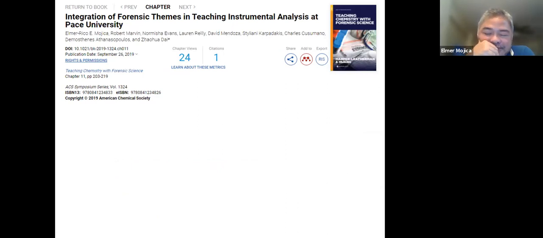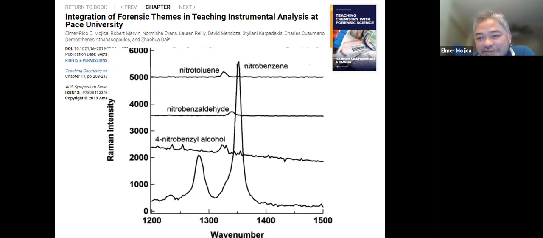One thing that makes us interested in Raman spectroscopy is that we have a forensic science program at Pace University. So we even use a portable Raman. The students are trained to use that. What do you think is the material that they're going to use? Usually we test them using any nitro-containing compound. Why nitro? Anyone? What's the relationship of nitro, let's say, to forensic science?